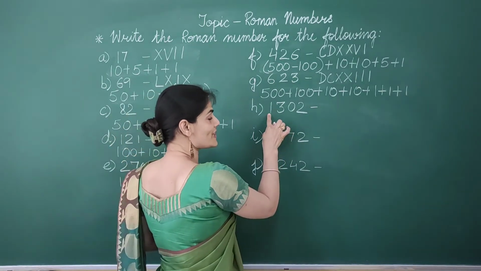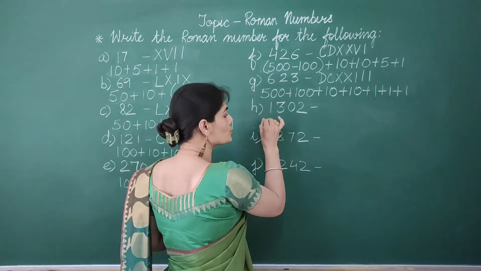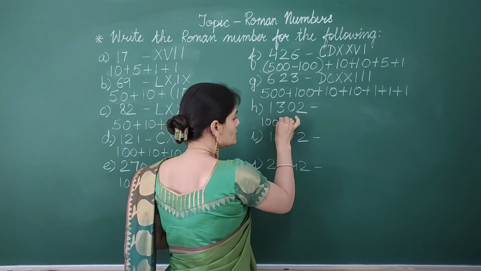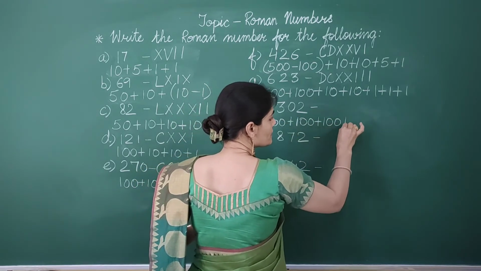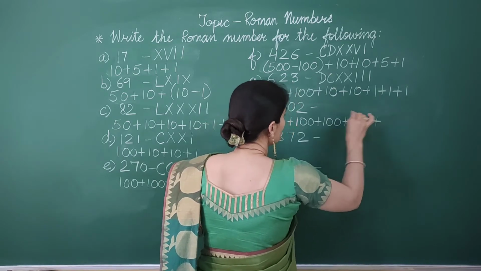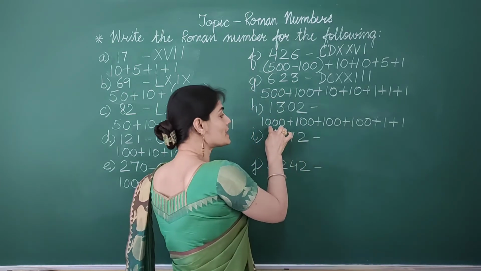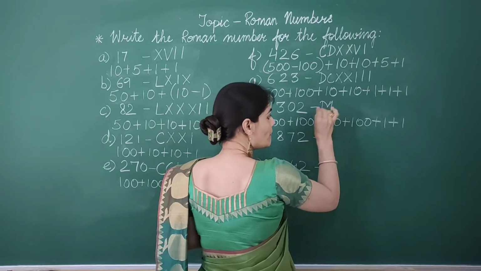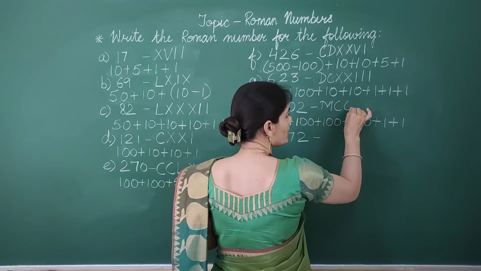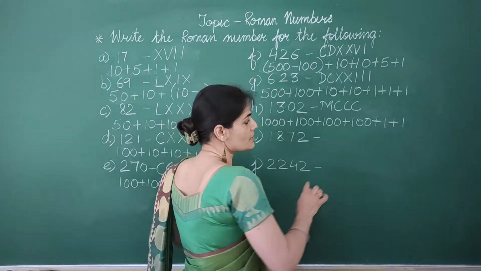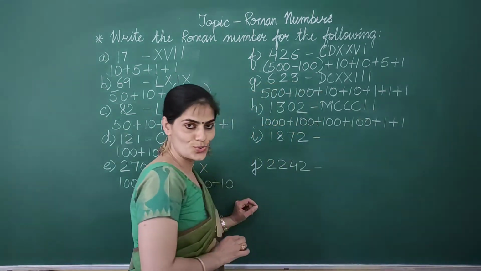Now move to the next example. This is 1302. So 1302 can be broken as 1000 plus 100 plus 100 plus 100. Now plus 2. 2 can be written as 1 plus 1. The symbol for 1000 is M. For 100 the symbol is C. There are 300. So I am going to write C three times. And there are two 1s. The symbol for 1 is I. So I am going to write I two times.